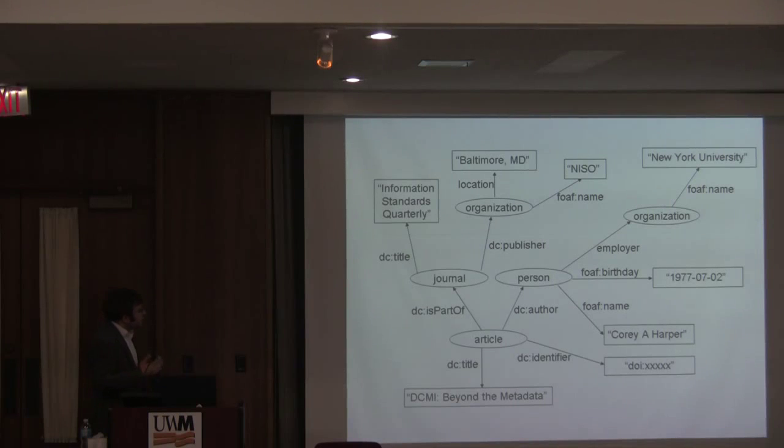University. Similarly with the journal. The article is part of a journal, but that journal is published by a particular organization. And maybe some of the metadata about that organization, which is also in the record for that article, isn't metadata about the article itself. It's metadata about NISO, right? The fact that NISO is in Baltimore is information about the publisher of the journal article. So this is kind of what we mean when we're talking about data modeling.